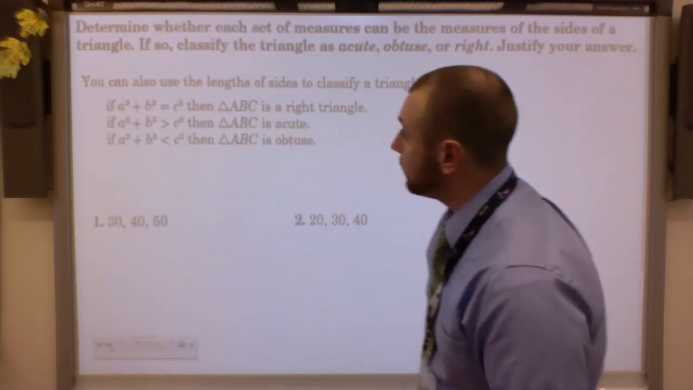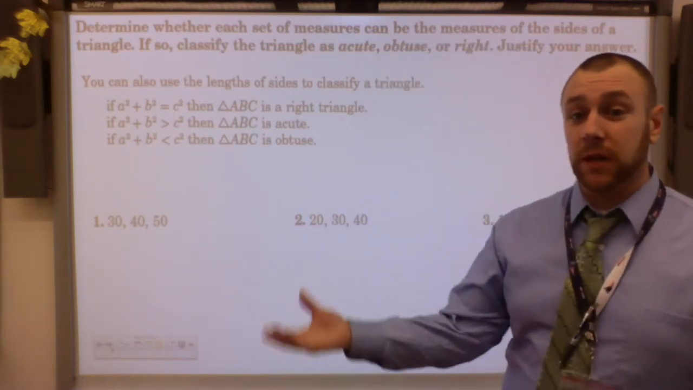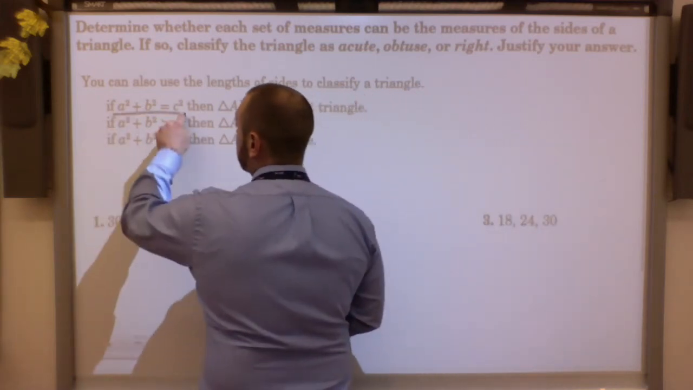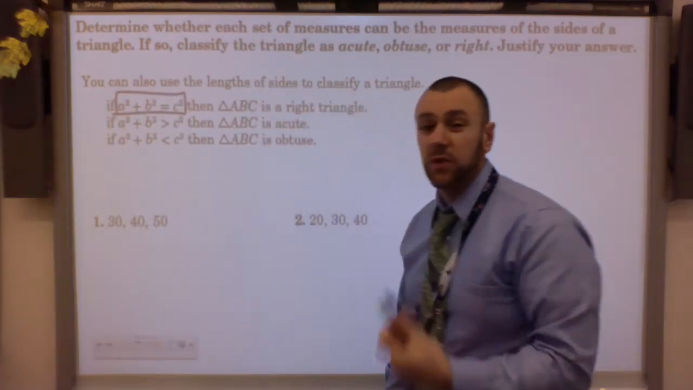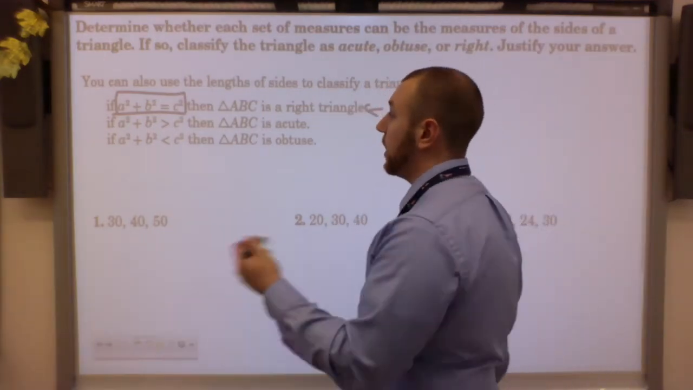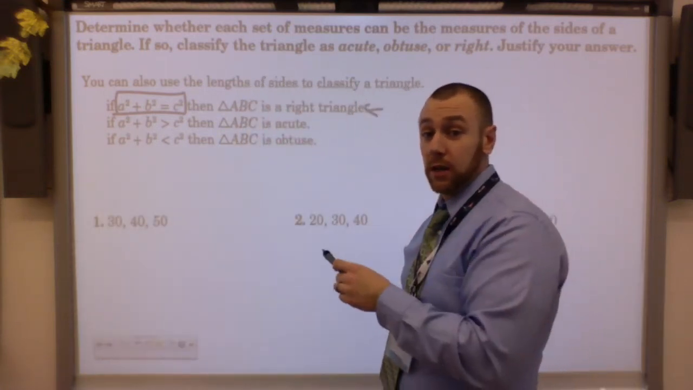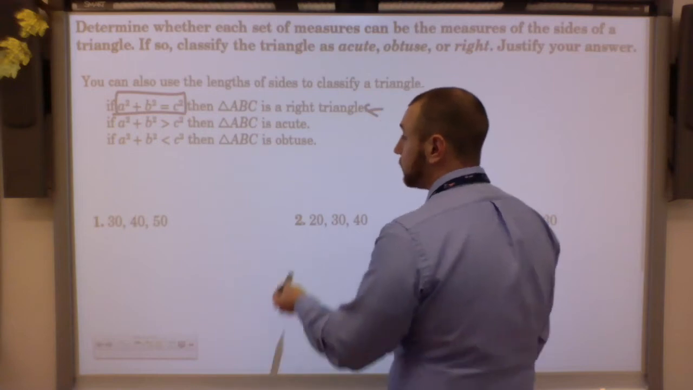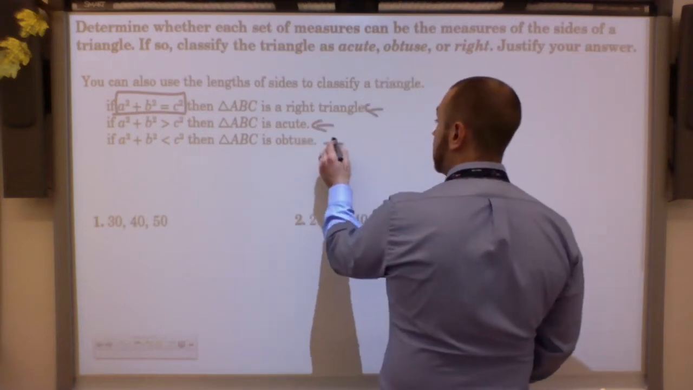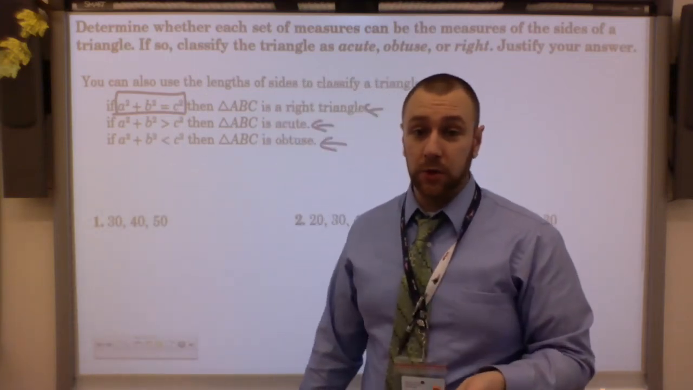Another application of the Pythagorean theorem is I can tell if it's a right triangle or not. So if a squared plus b squared equals c squared, if it equals it, we already know that it's a right triangle, because that's the only thing. But if a squared plus b squared, if the two legs squared are greater than the third side squared, it's an acute triangle. If it's the opposite, it's an obtuse triangle. So if c squared is bigger than a squared plus b squared, it's an obtuse triangle.